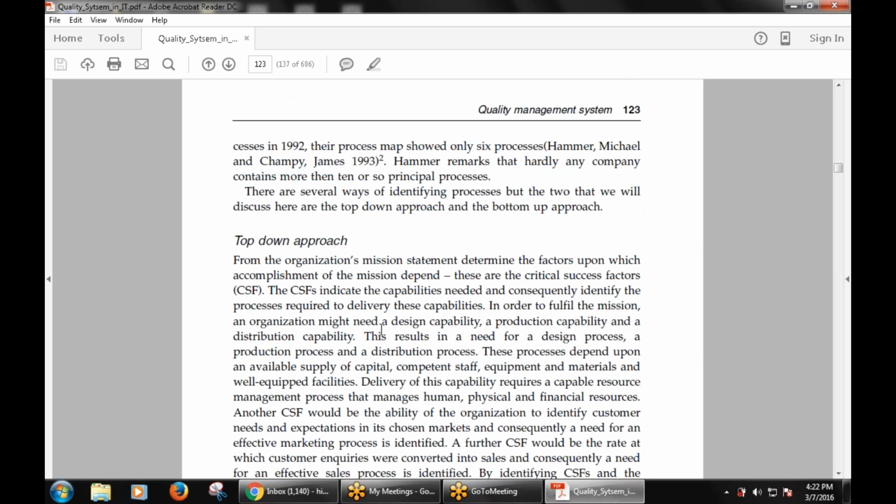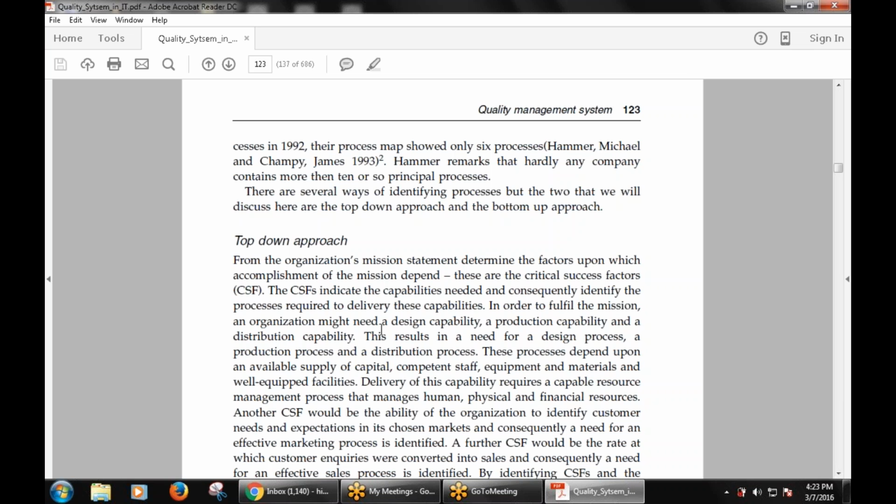Now, there are two approaches in this. First is the top-down approach. Next is the bottom-up approach for implementing the processes. When I say there is a top-down approach, that means first of all we come from the top, then move downward, downward, downward. That is known as a top-down approach. So from the organization's mission statement, determine the factors upon which accomplishment of the mission depends. It depends on the mission, it depends on the target. There are crucial factors required, the critical success factors, that is CSF, used for identifying the various processes used to deliver these capabilities. The critical success factors are covered in the top-down approach.